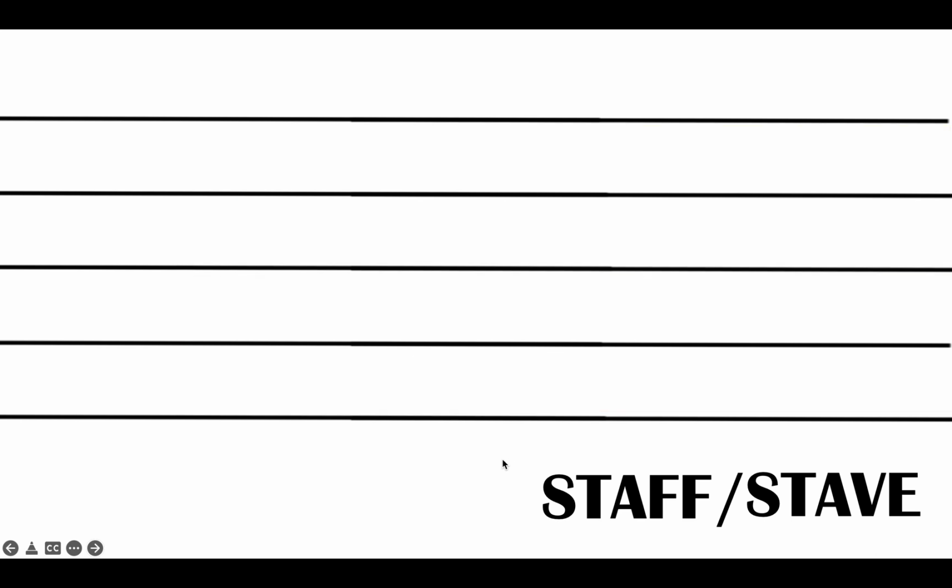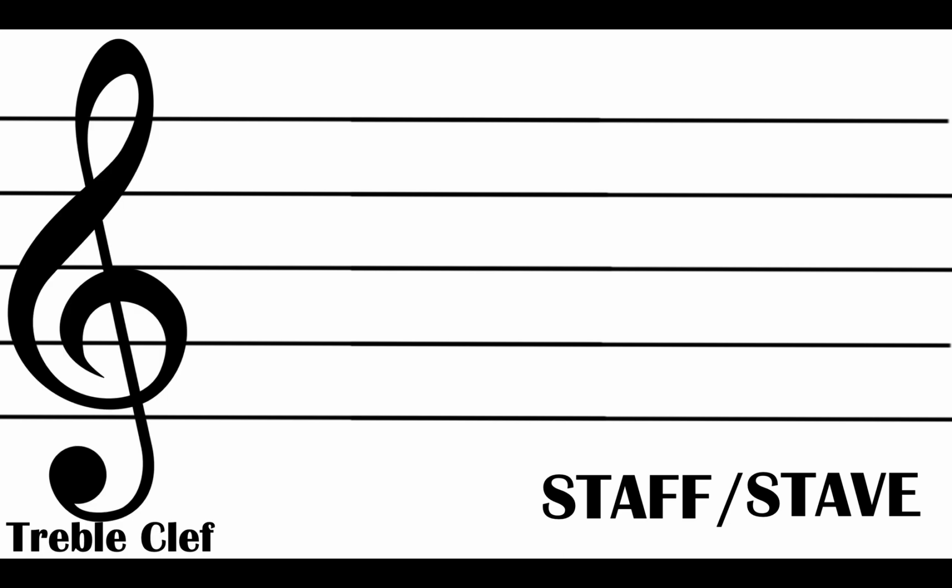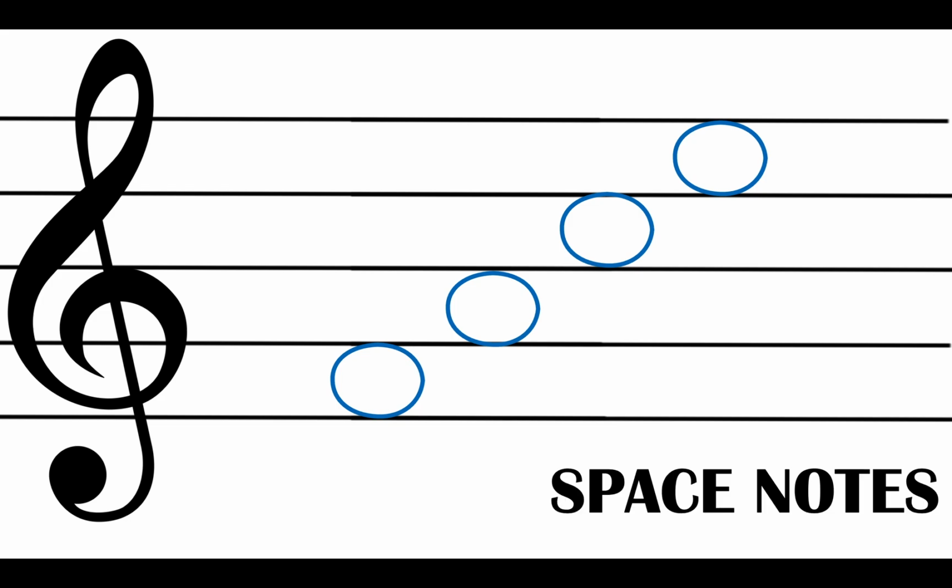Very often, we will see a symbol on the left of the staff. These are called clefs, and over here we have the treble clef, which tells us that we are going to write notes that have a higher pitch. When we place notes in the spaces like this, these are called space notes.